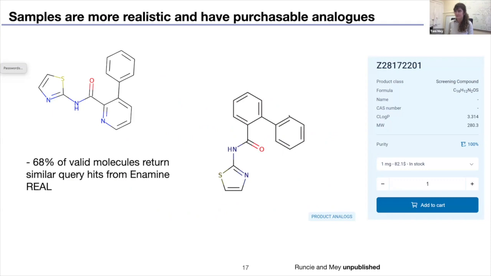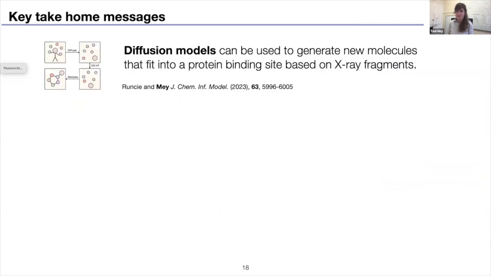Yeah, and with that, I'm already at the end of what I wanted to talk about. Hopefully I've given you a good idea of what a diffusion model is and how it can be used to generate new molecules that can fit into a protein binding site based on these crystal structure fragments.